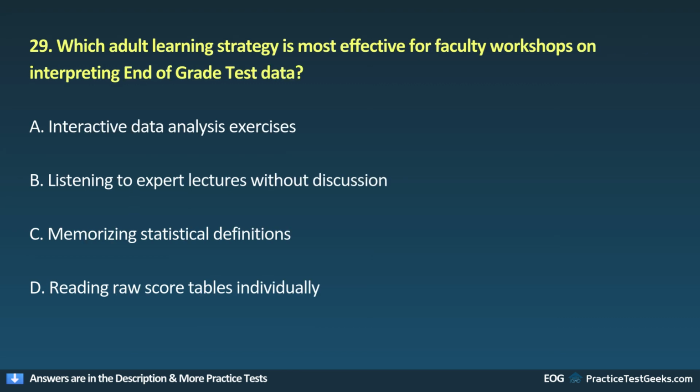Which adult learning strategy is most effective for faculty workshops on interpreting end-of-grade test data? A. Interactive data analysis exercises. B. Listening to expert lectures without discussion. C. Memorizing statistical definitions. D. Reading raw score tables individually.